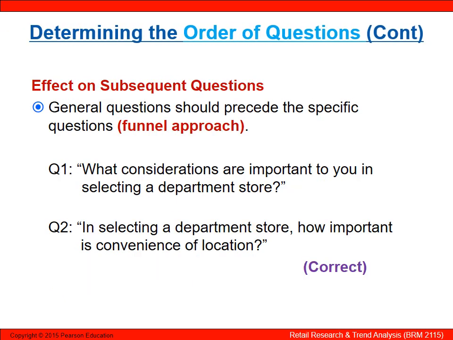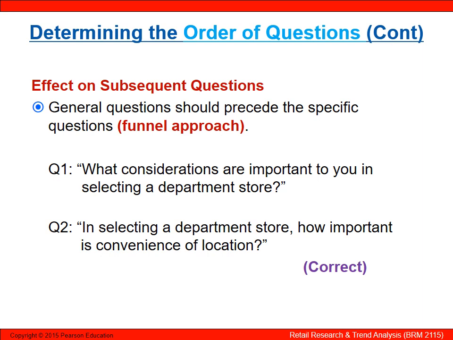Effect on subsequent questions. Questions asked early in the sequence can influence responses to subsequent questions. As a rule of thumb, general questions should precede specific questions. This prevents specific questions from biasing responses to a general question. Consider the following sequence of questions. Question 1. What considerations are important to you in selecting a department store? Question 2. In selecting a department store, how important is convenience of location? Note the first question is general, whereas the second is specific.